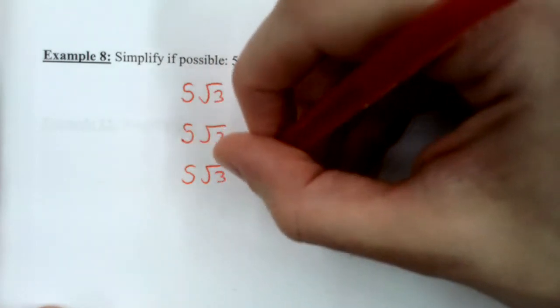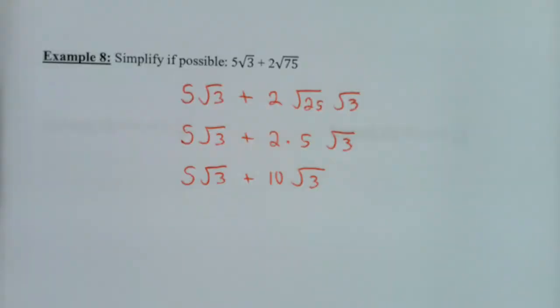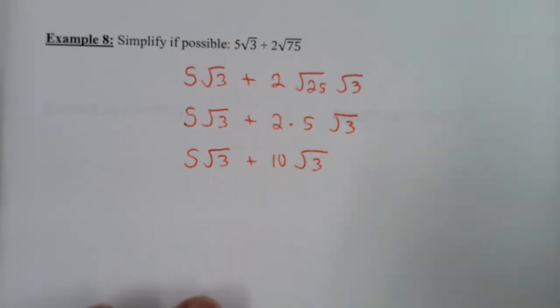So 5 square root of 3 plus 10 square root of 3. And now, as you may have expected, the radicands are the same. So you can combine these and make it 15 square root of 3.